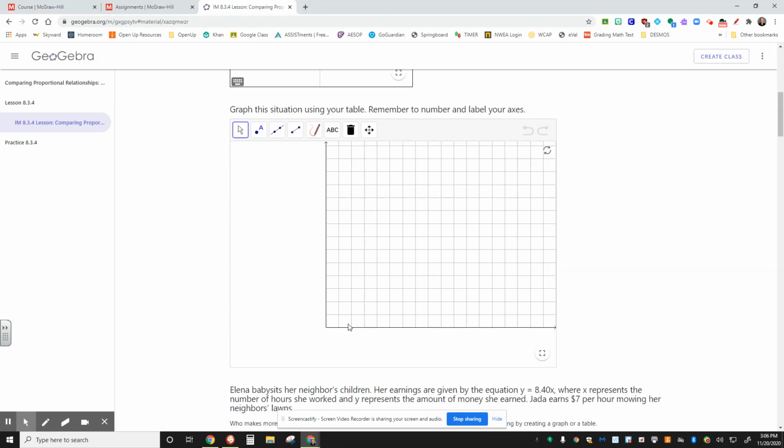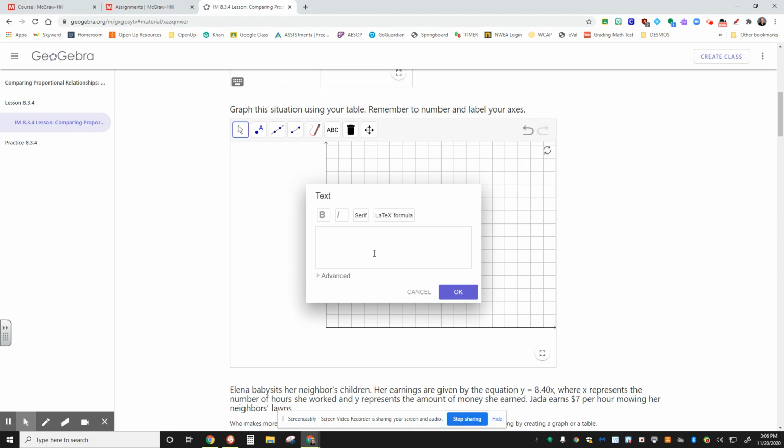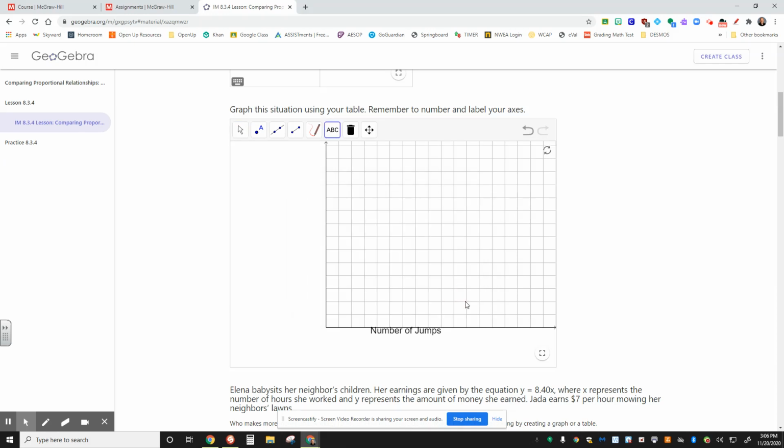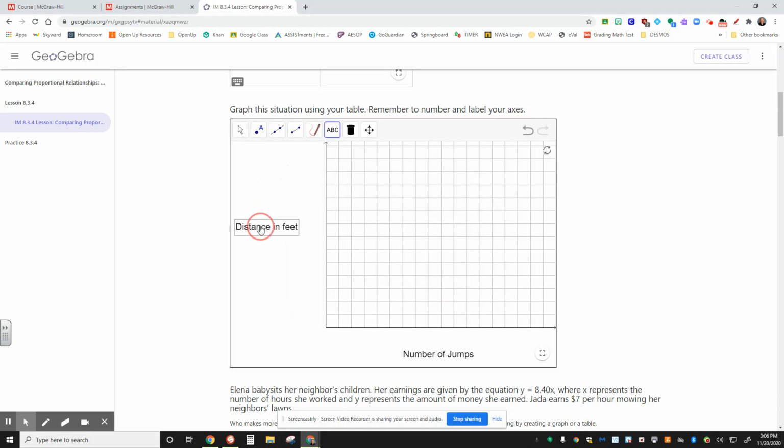So when I look at my axes here, I need to make sure to understand, first off, where I'm going to put my text. So let's look at this. Let's say the x-axis was the number of jumps. I can say okay, and then click on that and drag it to wherever. And then my y-axis was the distance in feet. And I want to drag that to a more appropriate place.